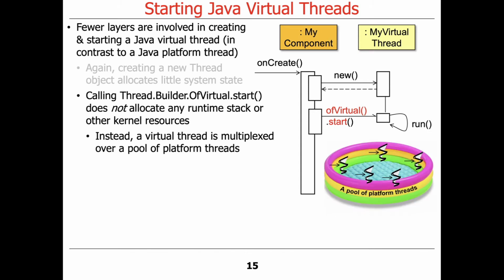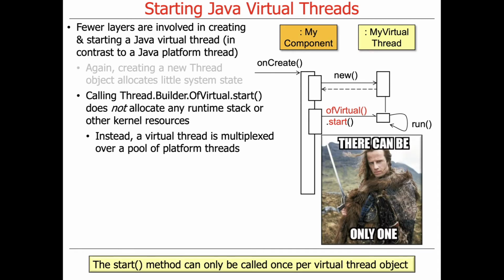Those things are not created when you start the thread. Instead, they're shared and multiplexed over a pool of platform threads, which is called the fork join pool. That's why it's so much faster to create and start a virtual thread, and also why you can have so many more of them, because they don't allocate the resources associated with a platform thread. So virtual threads are very lightweight, and platform threads are heavier weight. As before, you can only call the start method once per virtual thread object.